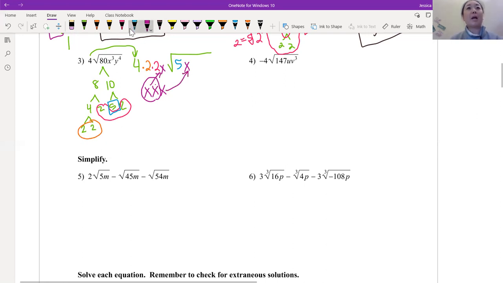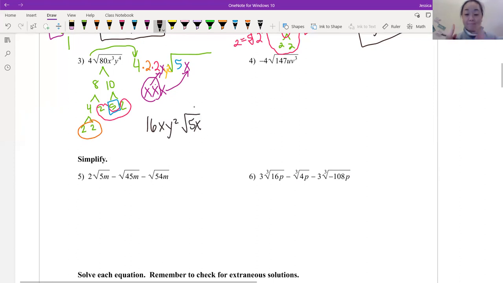And then for our y, it's going to be, what color? Okay, so y to the 4th, remember, so that's 2 groups that we have with no leftovers. So it's just going to be y squared. So here we go. 2 times 2 is 4. 4 times 4 is 16. So it's going to be 16xy squared, square root of 5x.